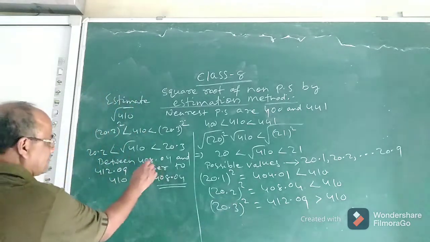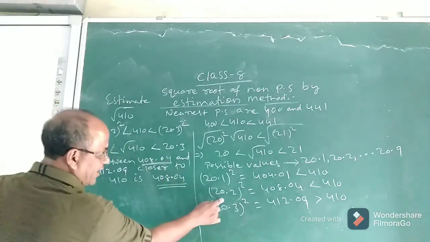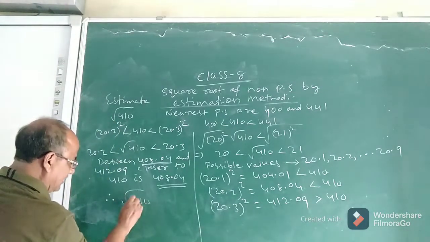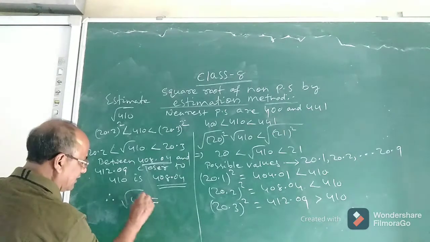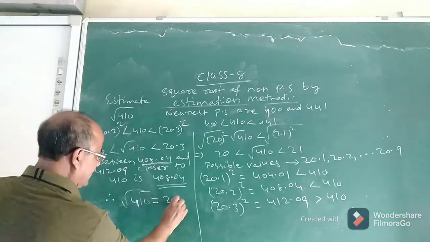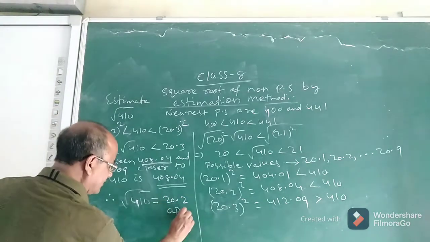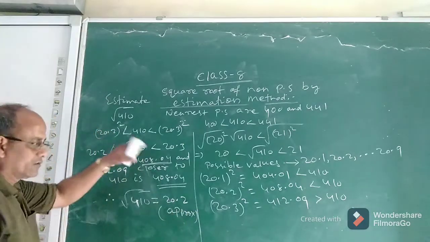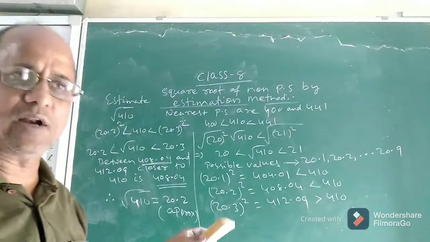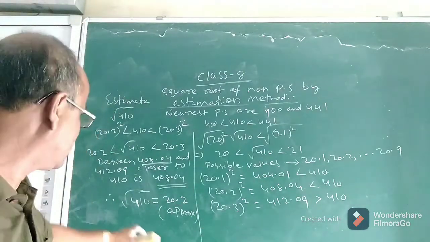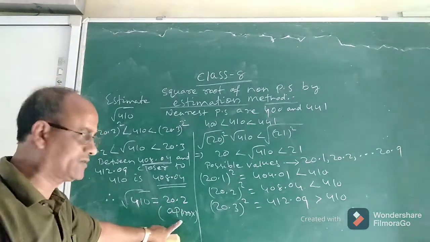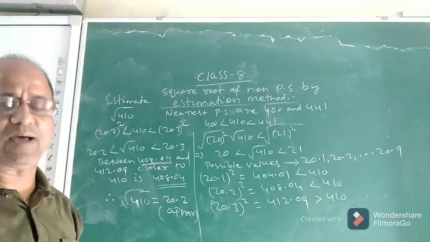Therefore, as this number is closer and it is the square of 20.2, the square root of 410 will be 20.2, and it is approximate, not exact. Okay, this is a bit complicated process, children, but if you use your brain, you can easily do it. So the square root of 410 by estimation method is 20.2, which is the approximate square root, not the exact square root.